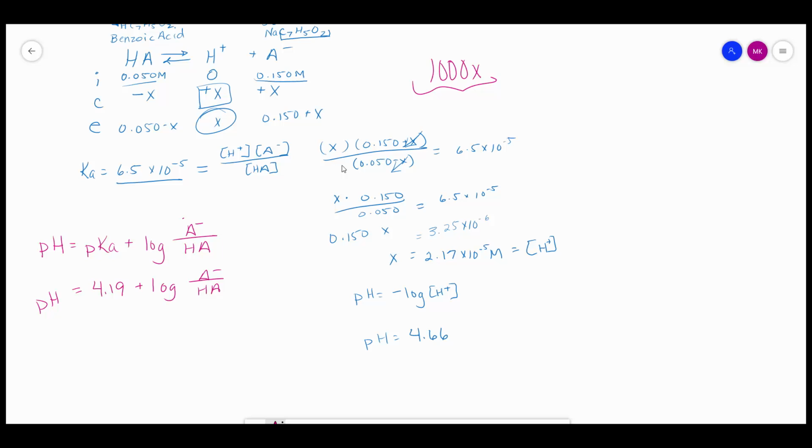Now, I purposely did not put the square brackets here, because we can use moles there. So I'm just going to leave it as the ratio. It needs to be molarity or moles. The molarities were given to us in the problem, so this can work out very quickly to have 4.19 plus the log of the initial concentrations because we can simplify. So 0.150 over 0.050. So work that in your calculator.